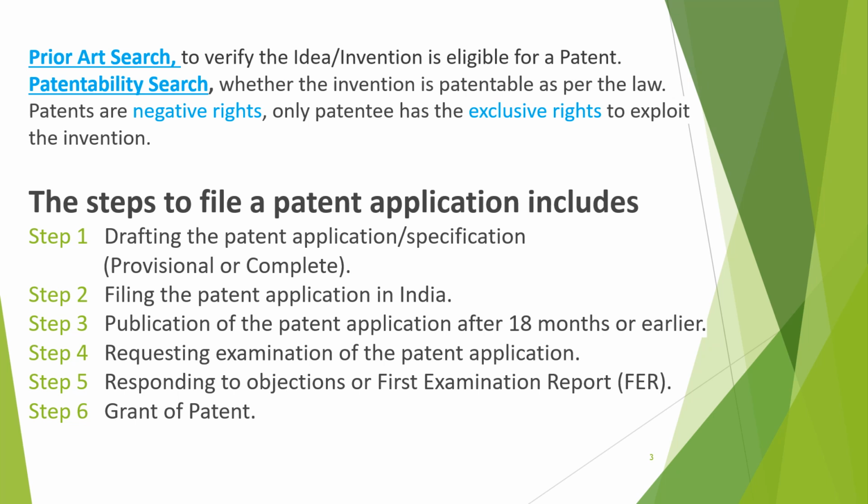Filing the patent application should be done along with a few forms which are required to be filed. Then comes the publication. After you file an application, it will be published in the public domain in a journal. After publication, you have to make a request for examination. After examination, the examiner will give the examination report if any objections are there. If no objections are there, then simply the patent will be granted to you.